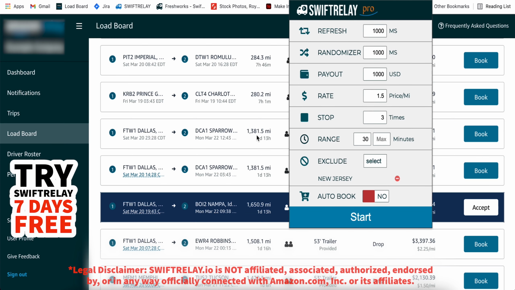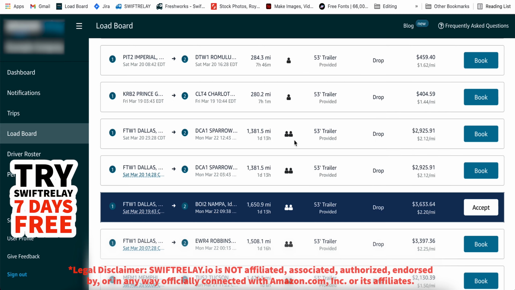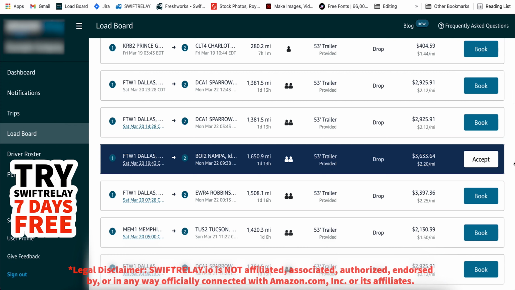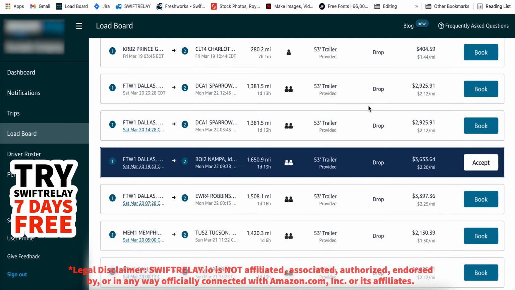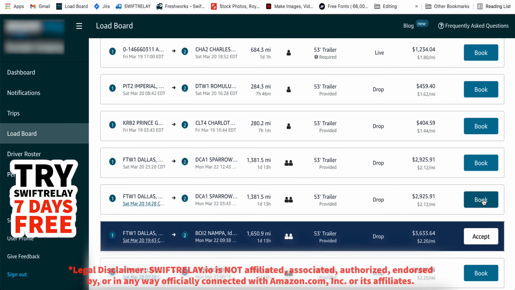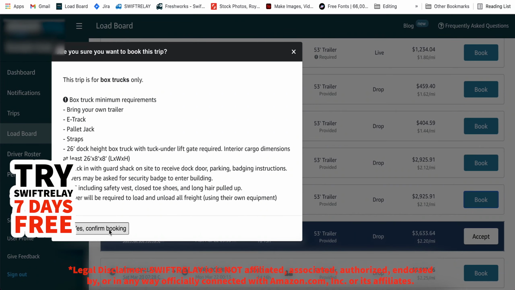But we're not using the Autobooker, we're using it as what I call the highlighter. So right now it tells you, look, there is this load. Do you want to book it by hand? As you see, here is a book and here's an accept. What is the difference between the two? If I were to try to book just this one load, and I hit that, as you see, I'll have to confirm it.